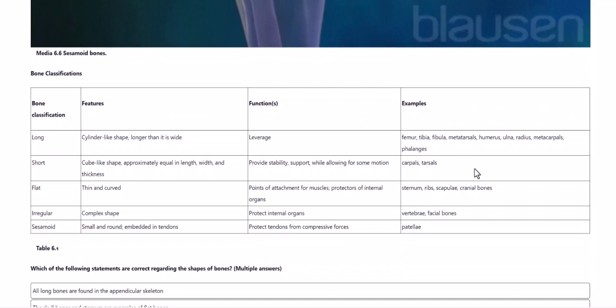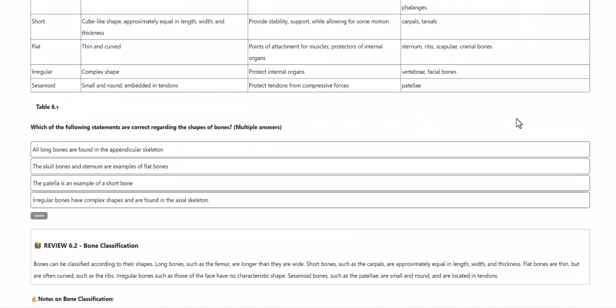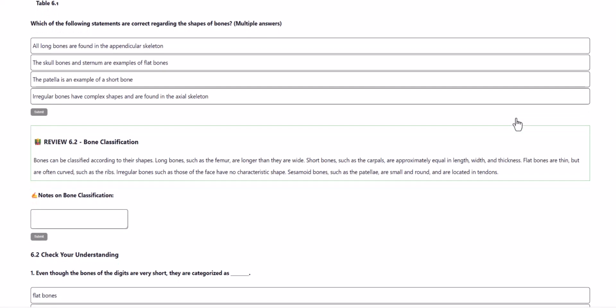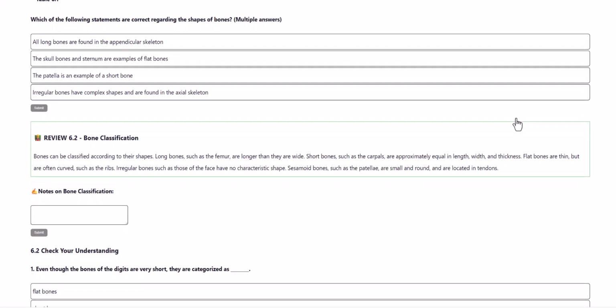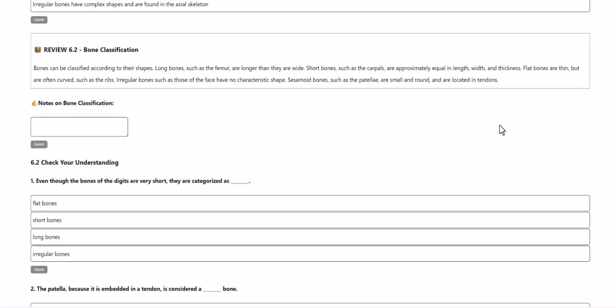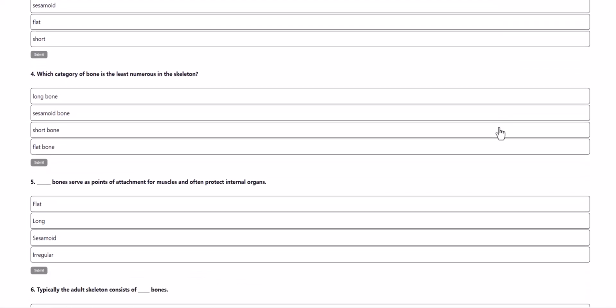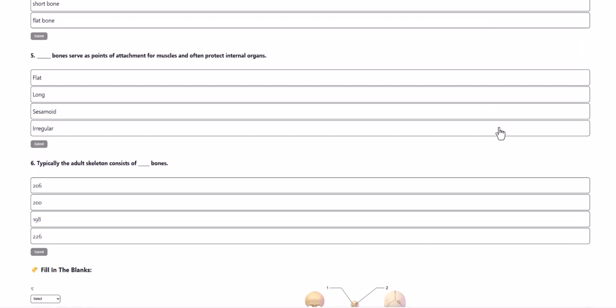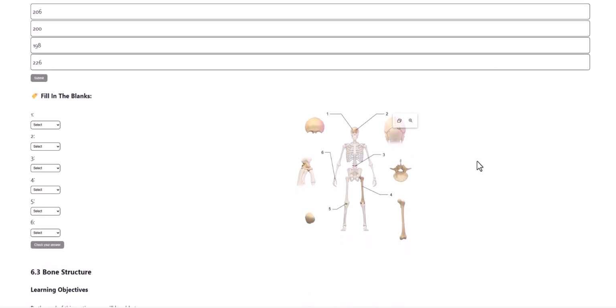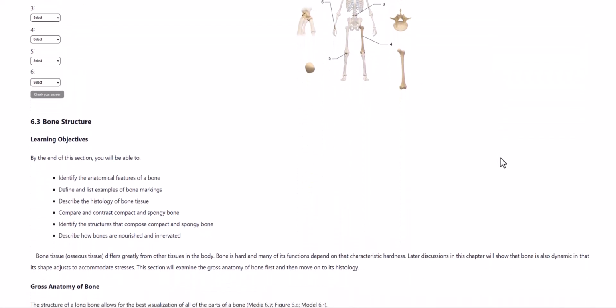Great little table here to keep your long, short, flat, irregular, and sesamoid bones straight, giving you examples over here as well. And that is a very quick run through on bone shape and bone classification. Again, these questions will help you assure that you understand the main ideas, and some labeling activities here as well.